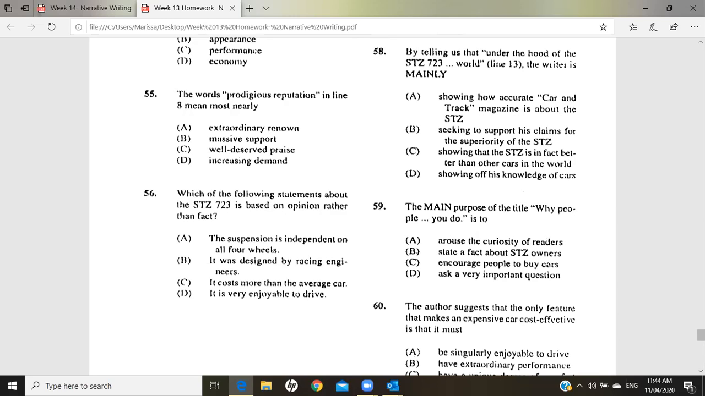Remember all those things that he is saying from under the hood, he's presenting facts for us, right? Why is he presenting these facts for us? C. No. Maybe B? No, the answer is actually B. Seeking to support his claims for the superiority of the STZ. Oh, the answer is B as in boy. Because remember, he said before that it's pleasurable to drive. He's talking about the performance. So when he talks about under the hood and gives us all the features, he's actually supporting the claim he made about the vehicle. He's presenting facts to show why this could be proven to be true.